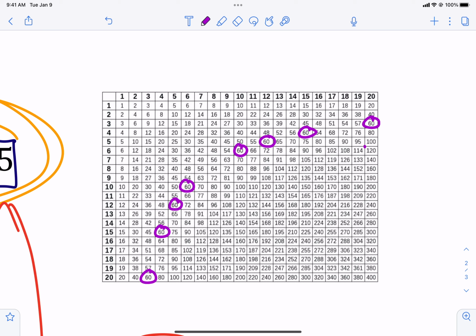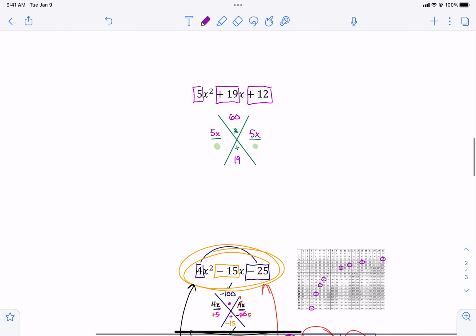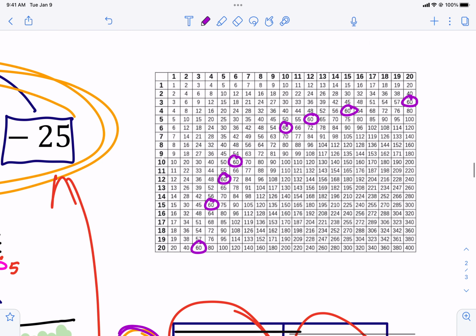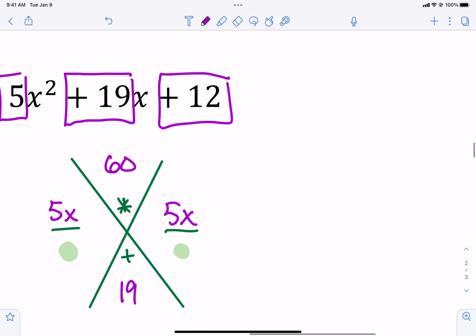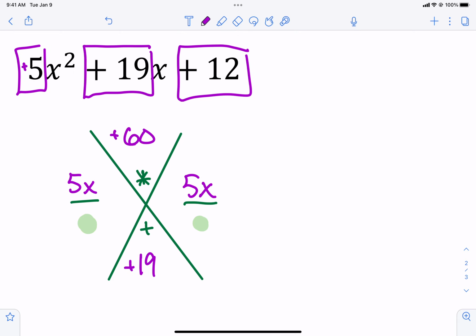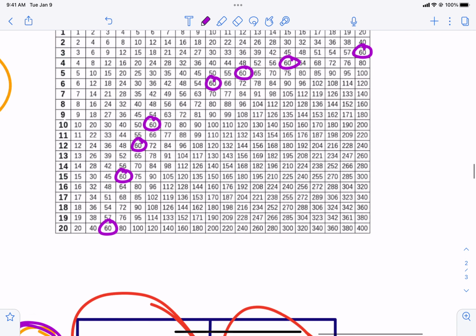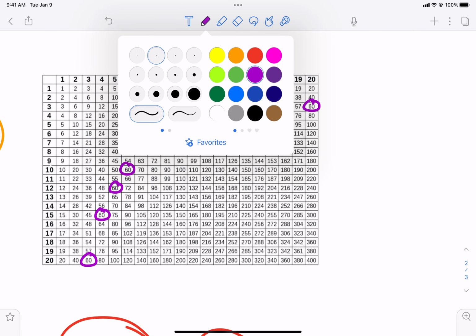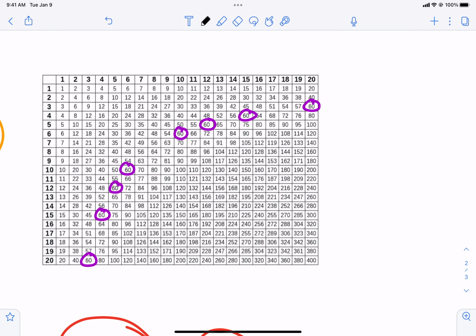Now remember what I told you. These always kind of go on a little bit of an arc like this. So look for them. Once you find one, hopefully you can locate the others. Now we just need to find which combination of numbers is going to add to give us 19. Well, both of those are positive, so that's important. This was a positive 60 because it was a positive 5 and a positive 12, and this is a positive 19. Since everything's positive, we know our numbers need to be positive.